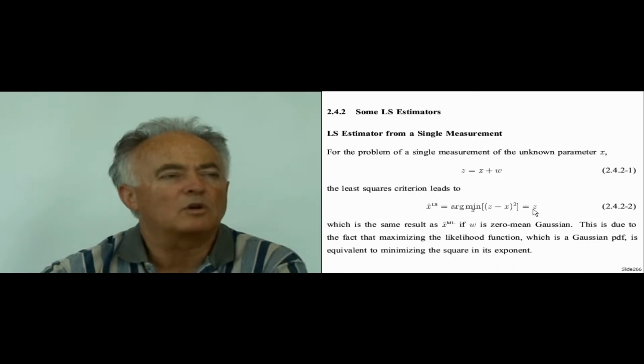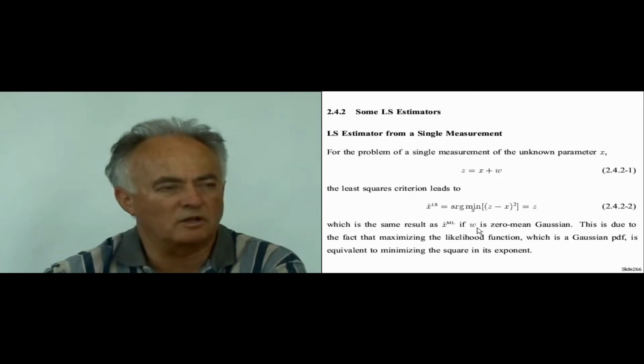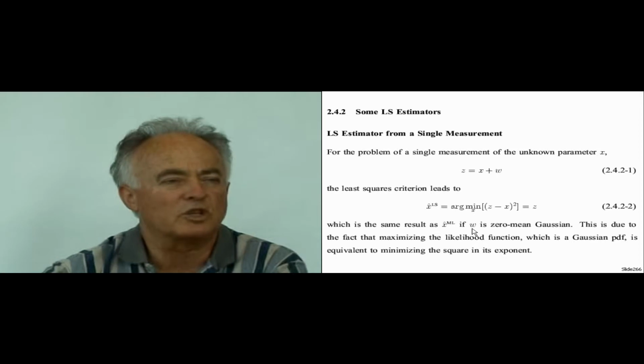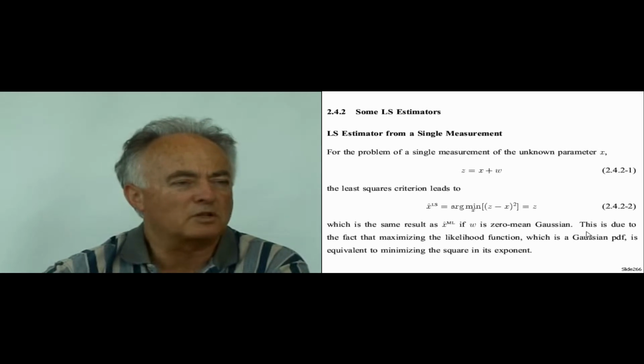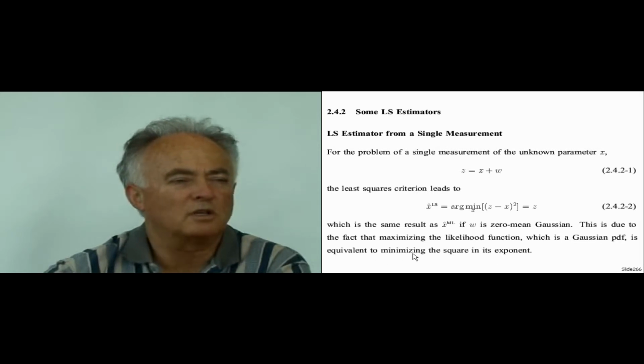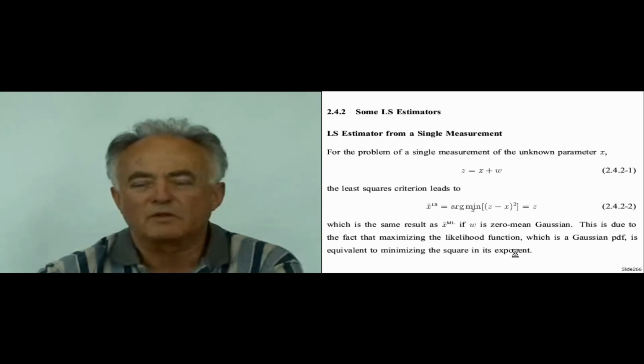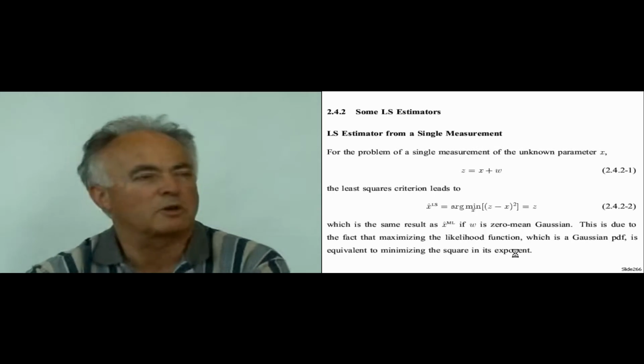So we have now the least squares estimate in the case of a single measurement equal to the single observation here. Now, this is exactly the same result as the maximum likelihood estimator for the same problem, with w defined in a slightly more elaborate manner as a zero mean Gaussian random variable. And again, this is due to the fact that maximizing the likelihood function, which is Gaussian, is equivalent to minimizing the square in its exponent, which is the least squares criterion. So we have the general proof, and we verify it in this case for the special example.